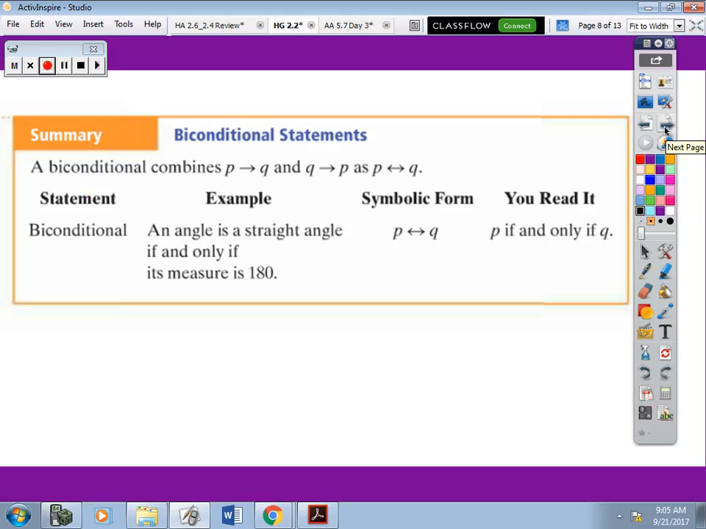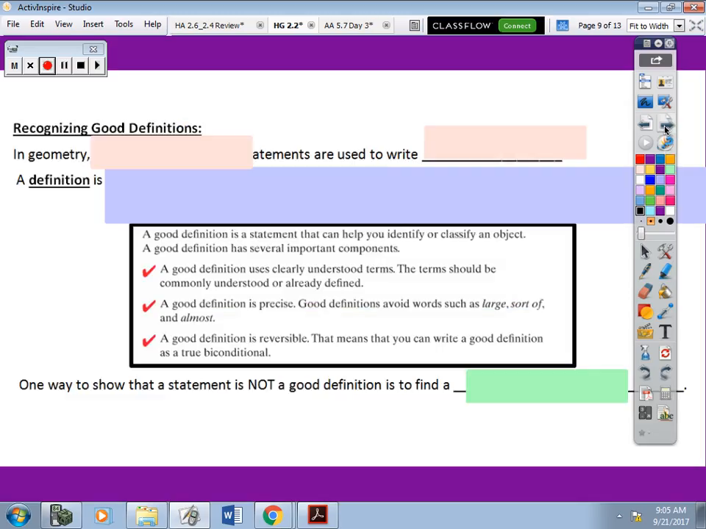Nevertheless, this is just a box that reminds you of what the symbols tell you. Now on the back, we're going to be recognizing good definitions. In geometry, we're going to do a lot with definitions. You've seen vocab on every quiz you've taken. That's because in Chapter 2, we're going to start doing our two-column proofs. Sometimes our reason will be the definition of a midpoint or the definition of perpendicular lines. So in geometry, biconditional statements are used to write good definitions of words.